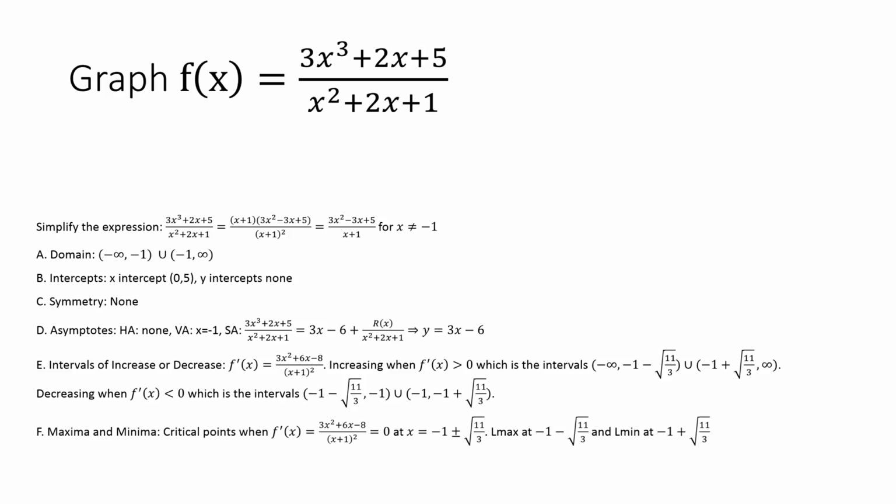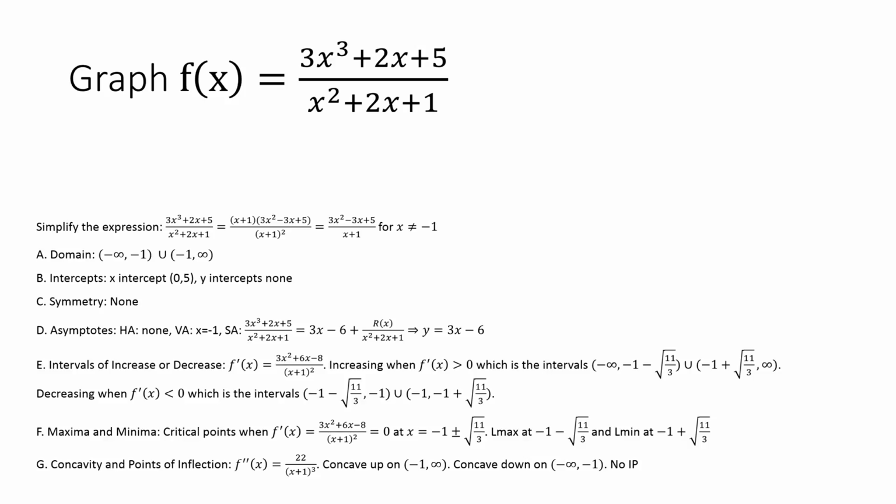Next, for maxima and minima, we get the critical points, and we figure out that the local max is at negative 1 minus root 11 over 3, and the minimum is at negative 1 plus root 11 over 3. There are no absolute maxima or minima. For concavity and points of inflection, we find f double prime of x, and from this we figure out that it's concave up when f double prime of x is greater than 0, and concave down on negative infinity to negative 1. There are no inflection points because f double prime of x can never equal 0.